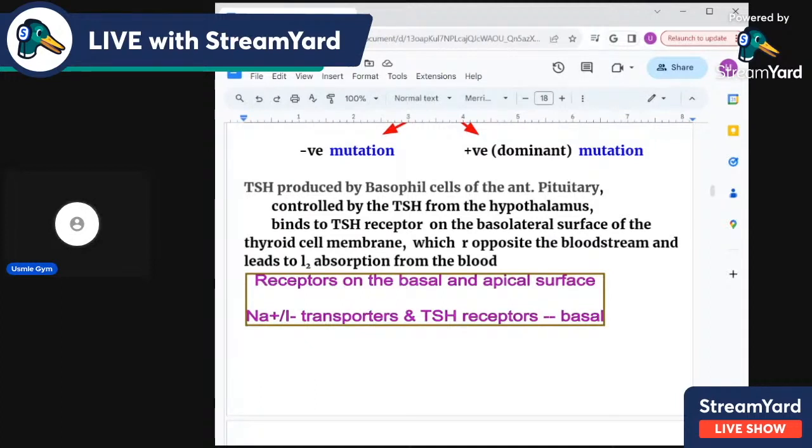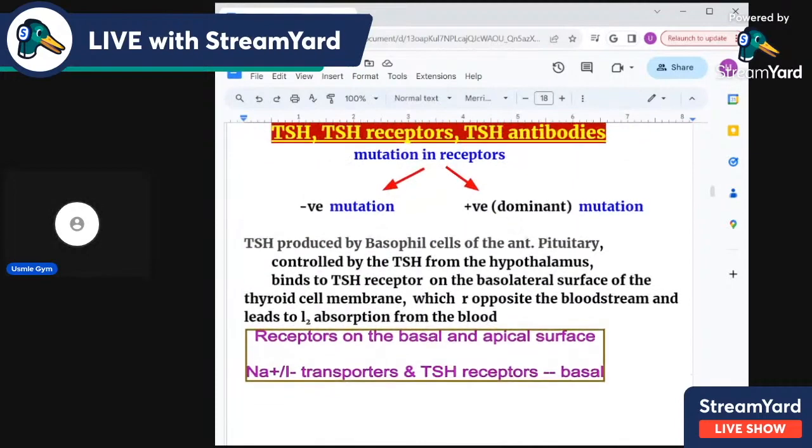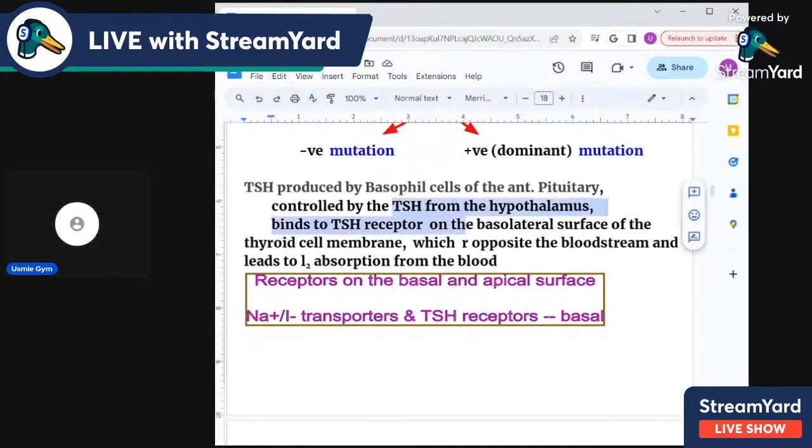And what are the hormones produced by the eosinophil cells of the anterior pituitary? They are growth hormone and prolactin. And the posterior pituitary is just a storage site of oxytocin and vasopressin, ADH. We already explained it in another video. Then we come to this TSH. When produced by the anterior pituitary, what does it do?